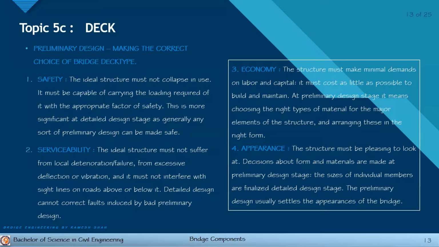Yan. And next, we have serviceability. The ideal structure must not suffer from local deterioration or failure from excessive deflection or vibration. It must not interfere with the sight lines on the roads above or below it. Detailed design cannot correct faults induced by bad preliminary design.